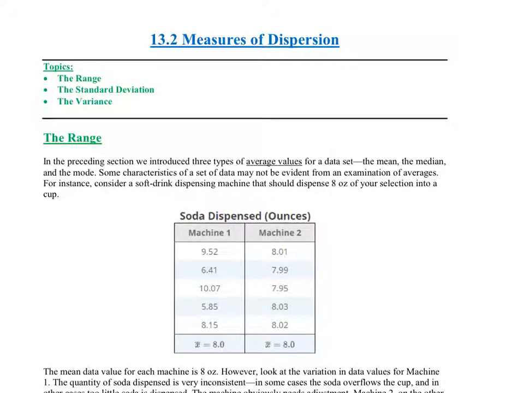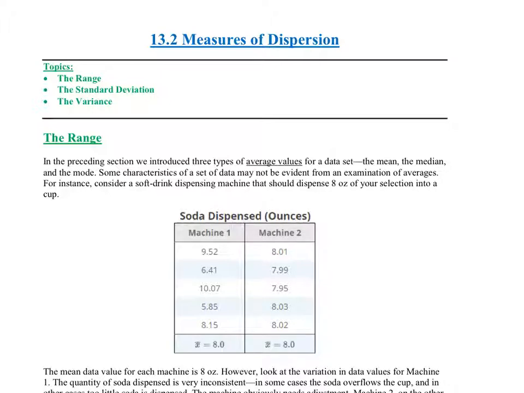So the question becomes, if we know the middle, how's the rest of the data dispersed or spread out about that middle? Is all the data really close to the middle or really far from the middle or somewhere in between? And that's called dispersion. So when we're talking about measures of dispersion, we're talking about where is the data relative to the middle, quote unquote middle, being the mean, median, or mode.